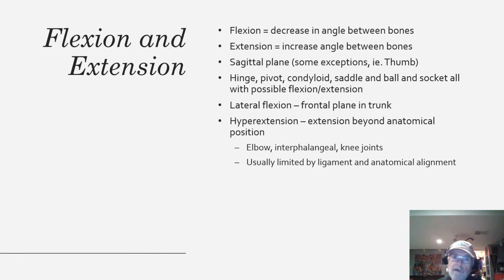Lateral flexion is what we see in the frontal plane of the trunk, and I'll show that in just a second. Hyperextension is going beyond the anatomical position. Sometimes somebody will extend their elbow and it looks like their forearm is now angled backwards. That would be called hyperextension of the elbow. You will see that sometimes in the fingers and things like that. So let's look at what we're talking about with some diagrams.